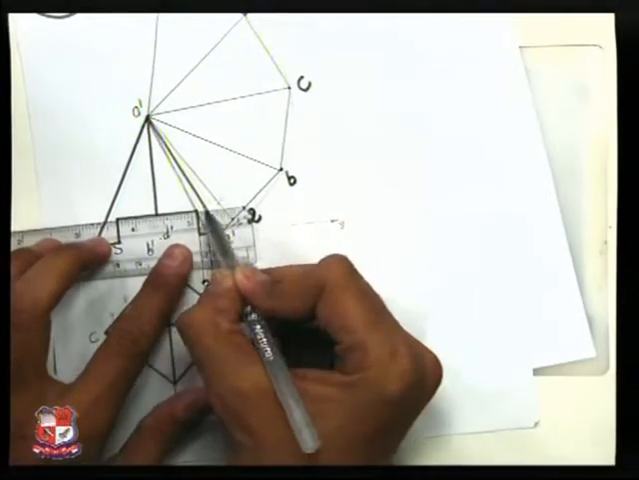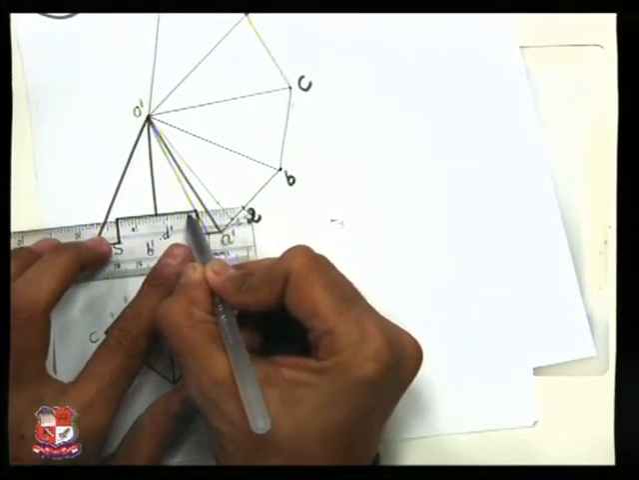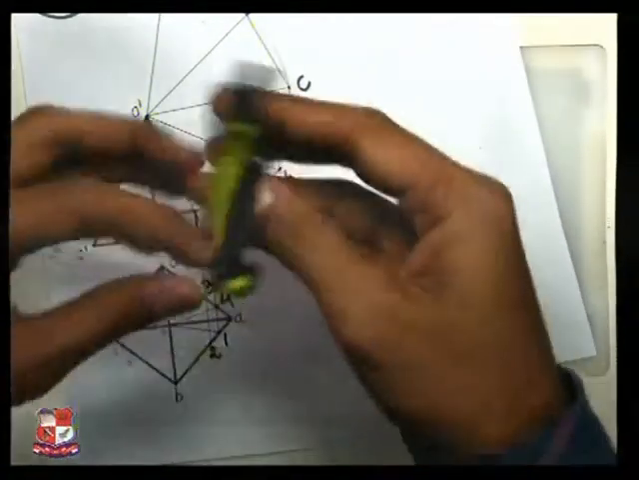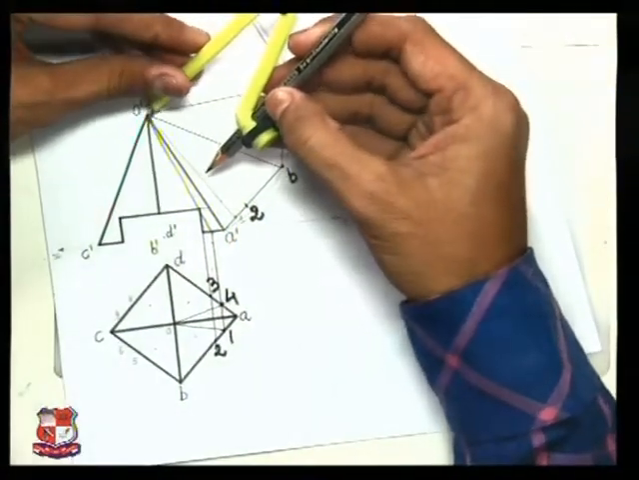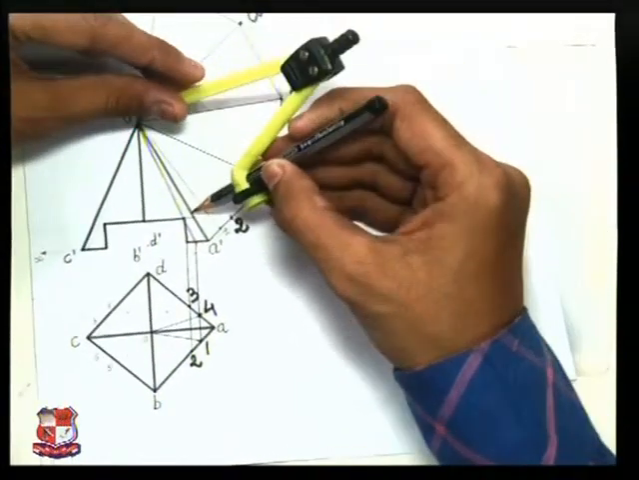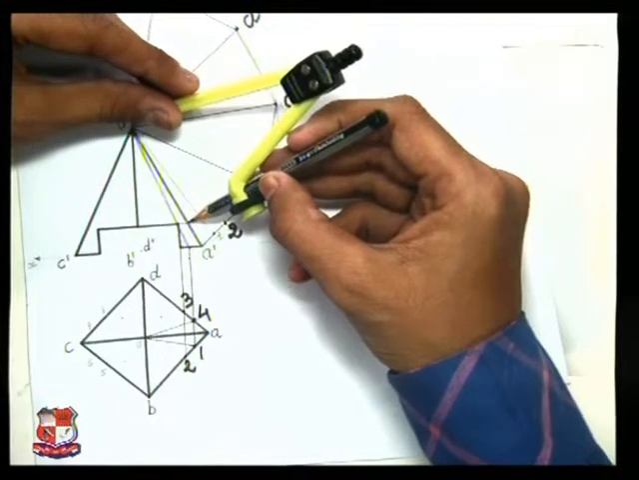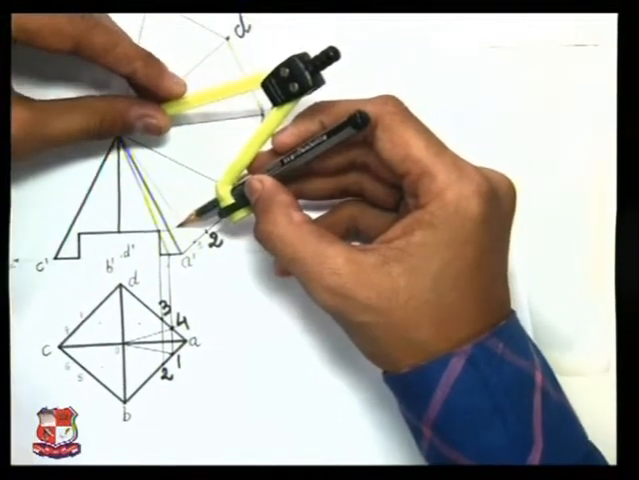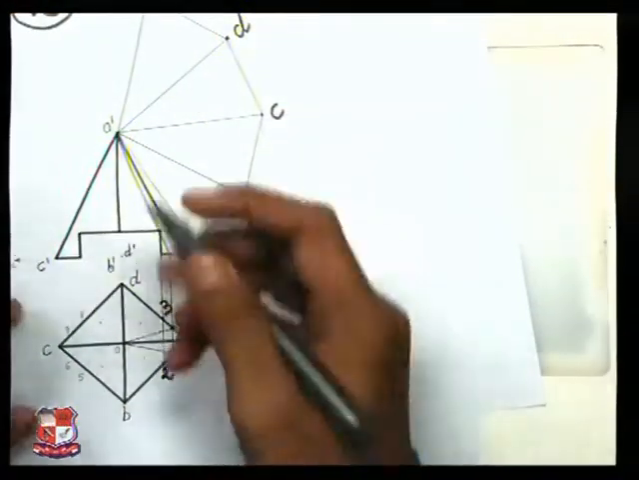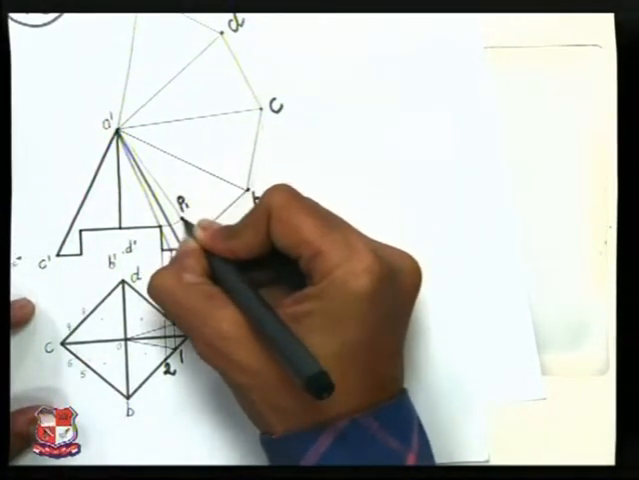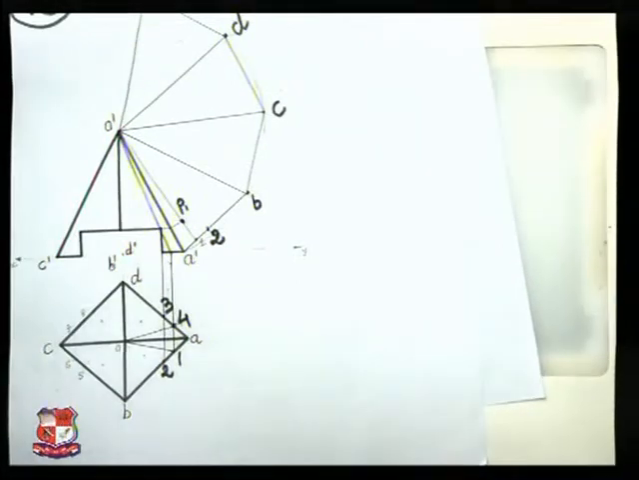Now this is the point on the generator. So transfer that point to the true length somewhere here. Take O dash as a center, O dash to this transferred point as a radius, like this, and draw an arc. This arc will cut this generator at one point. Here is the point, so name it as point number P1.